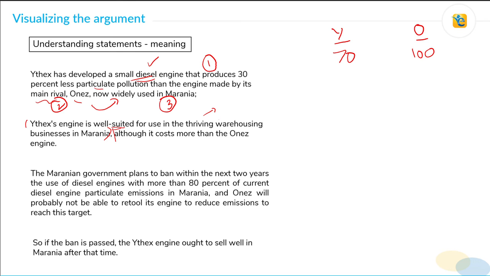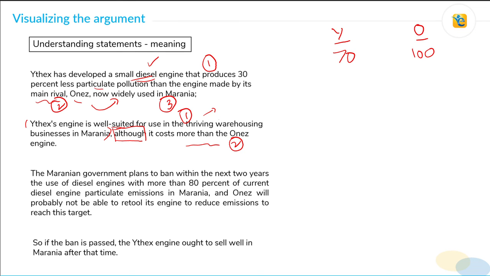Okay, so that's one piece of data here. "Although" is a contrast keyword, so you know that you're going to see something not so great about Ythex. Although it costs more than the Onsus engine. So in terms of cost, on one hand, Ythex's engines are perfectly suited for the kind of businesses you have in Marania. On the flip side, they are costlier. They are much more costly compared to the Onsus engine that's given to us. All good. Now let's move on.